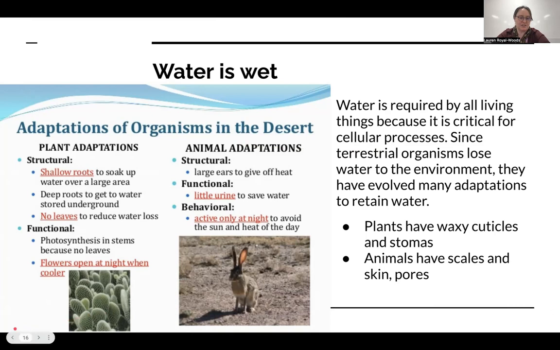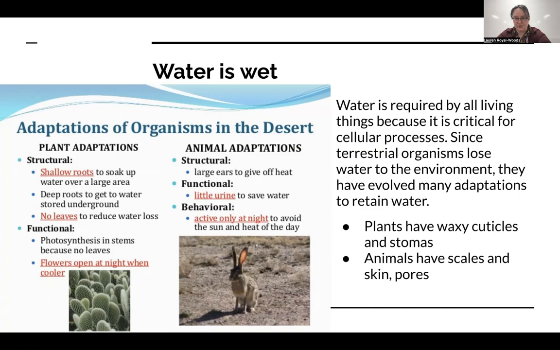Photosynthesis happens in stems because of the no leaves. Flowers open at night when it's cooler. So that way pollinators are more likely to be out at night as well. They're banking on it being too hot during the day for the pollinators to be working. So therefore, they open up at night when the pollinators actually are surviving during the cooler temperatures in the night.